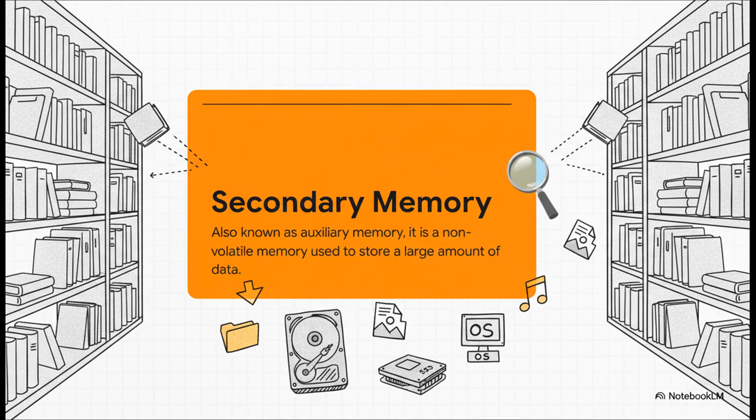Okay, so if primary memory is the workspace and secondary memory is the library, this is your hard drive or your solid-state drive. It's where your operating system, all your apps, and all your files are stored for the long haul, just waiting to be checked out and moved to the workspace.